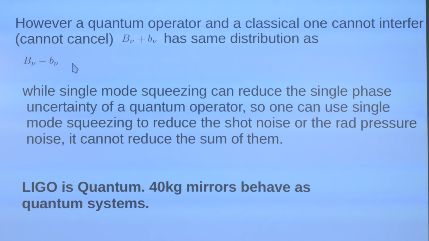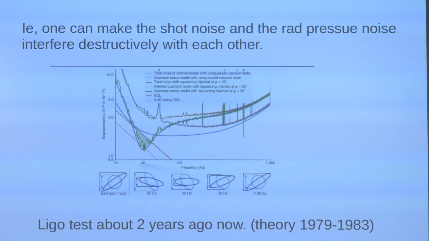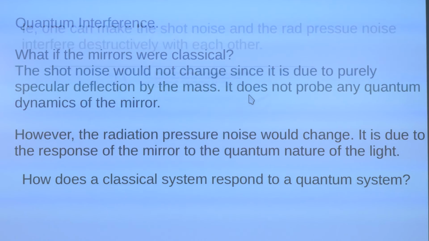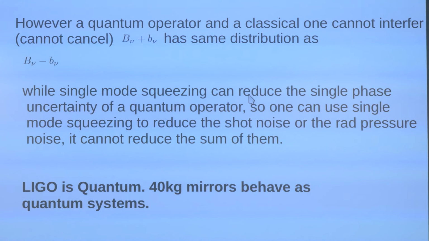I.e., this stochastic process, which as far as I know is the only type of theory which has a chance of interacting a classical system with a quantum system, doesn't work either. It can't produce the results like this. There's just no way it can happen. So what does that tell us? That tells us that those 40-kilogram mirrors, their center of mass motion is quantum.